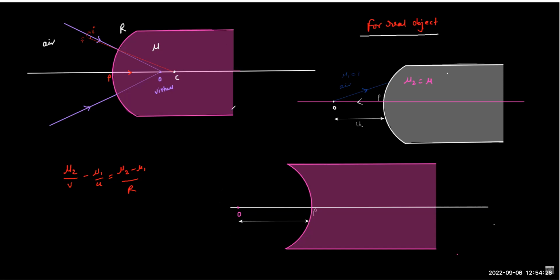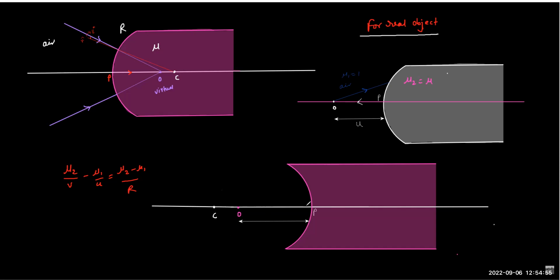Now R will be on this side, no? R will be on the left side. Positive? R will also be negative, no? The center of the circle will be on the left, isn't it? Sir, but we decide by the direction of the incident light. Yes, incident light. So where is the center? Center is here.